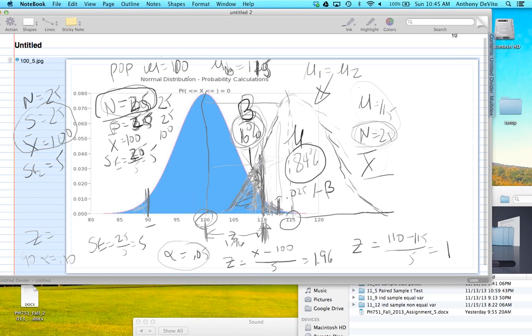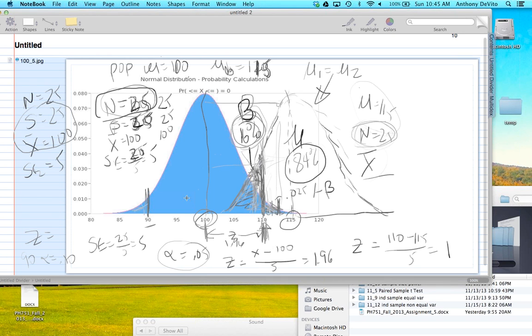my chances of failing to reject the null hypothesis if I want my alpha error to be 1.96? How else might I do that? Anybody want to suggest a method of doing that? Increase the sample size. Perfect. Okay, and how does increasing the sample size affect us?